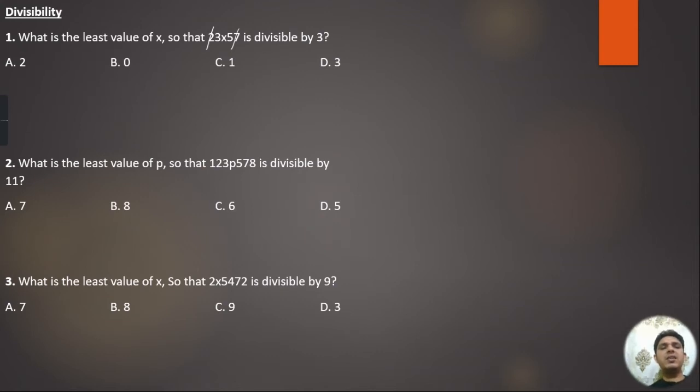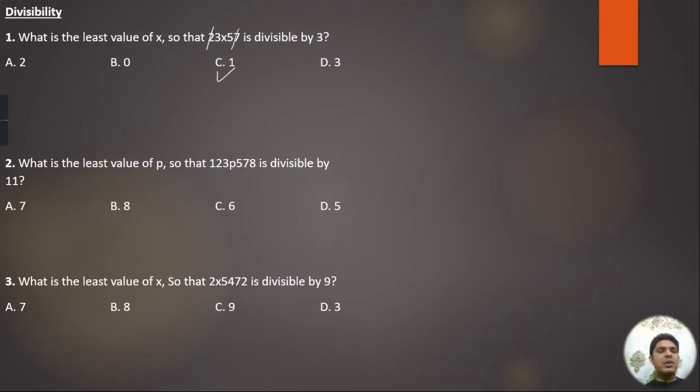Remaining two digits, if we check 3 plus 5, this is 8. What number will we have to add in 8 so that it is divisible by 9? So students, we can simply say that 8 plus 1, that is 9. So we'll have to add 1 in 8, right?